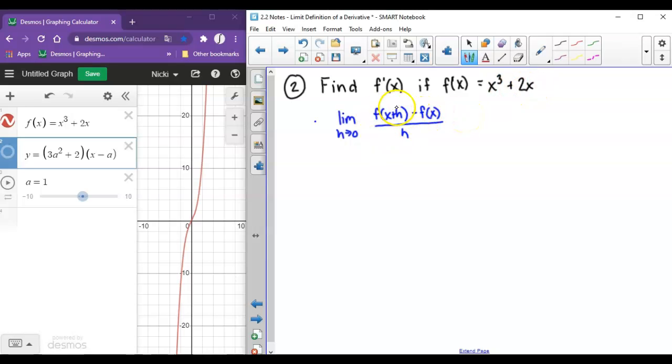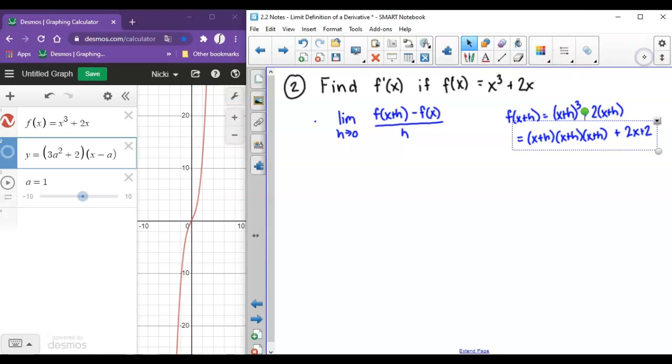So the first thing we have to do is find f of x plus h. And in this case, that's x plus h to the third plus 2 times x plus h. So we've got to remember x plus h to the third is x plus h times x plus h times x plus h. And then, of course, we'll have the plus 2x plus 2h if we distribute that h there.